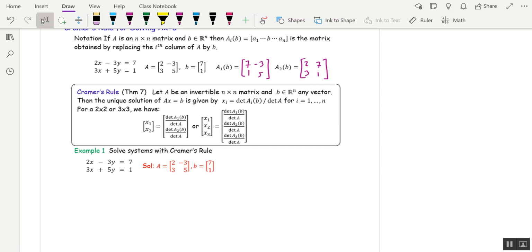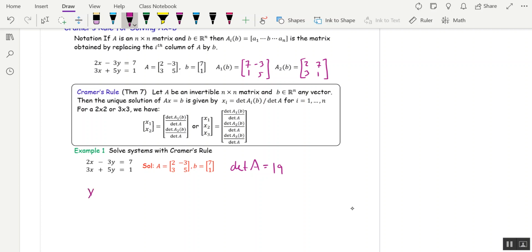Here we've got a linear system. A is the coefficient matrix. B is the answer vector. We're going to need determinant of A for both entries in the answer vector. So let's just find that right now. Determinant of A is 10 minus a negative 3, that's 19.